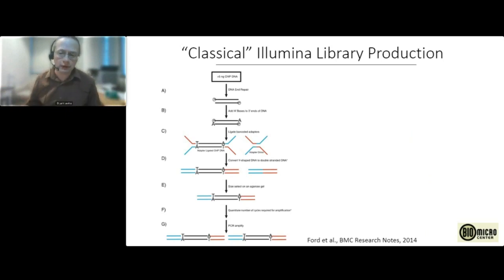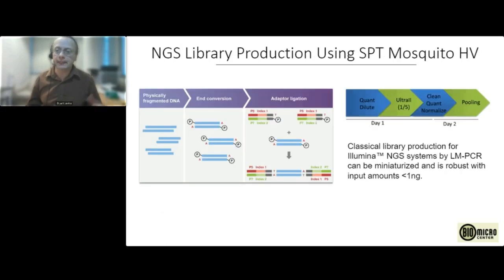which is ligation-mediated PCR. Here we do all of the normal steps, where you take randomly sheared DNA, you do end repair, A-tailing, then ligation of the Y-shaped adapters, followed by amplification. This is one of the first methods that we focused on. We did this using the Mosquito, where the steps were done either by hand or on a large scale, where we're quantifying and diluting the samples.